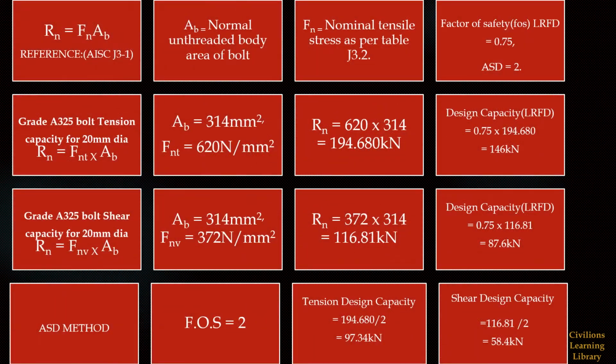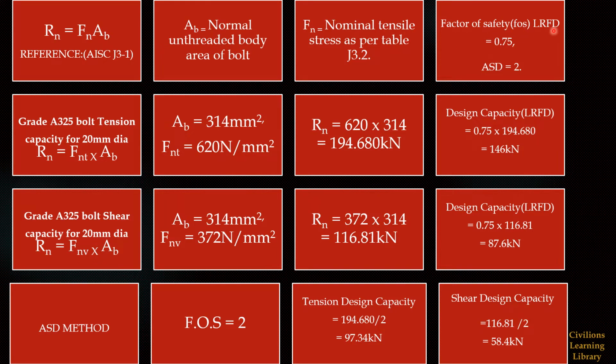For calculating capacity of any bolt, the formula is Rn equals Fn into AB. Here AB is the nominal unthreaded body area of the bolt and Fn is the nominal tensile strength as per Table J3.2. We already provided a separate topic regarding this Table J3.2. That link is provided in the description. You can watch it for more detail.